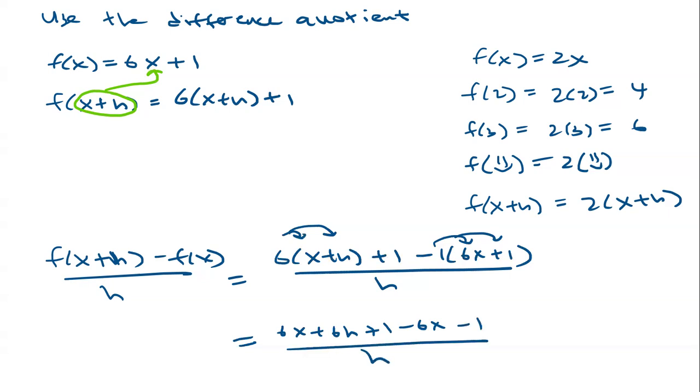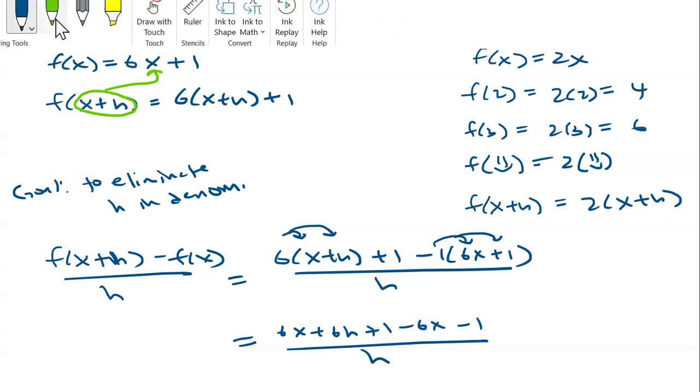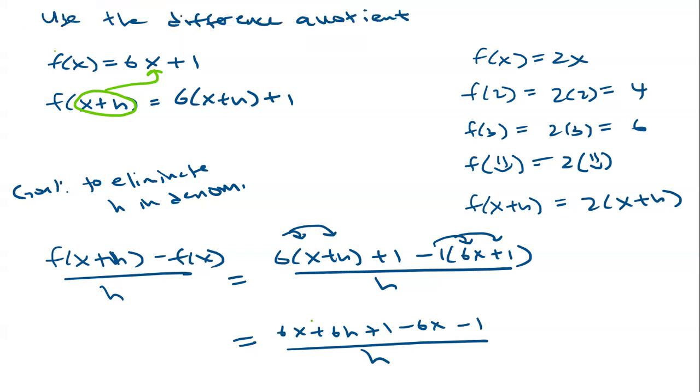divided by h. And what's my goal here? My goal when I do the difference quotient is to eliminate that h. Eliminate the h in the denominator. Okay? That's my goal, to eliminate this particular h in the denominator. And see if we can do that. As you notice here, if we do this correctly, things start canceling out. So notice here the 6x cancels out, the 1's cancel out. So that I'm left with 6h over h. Okay? And what happens next? Well, the h's will also cancel out, leaving me with 6.